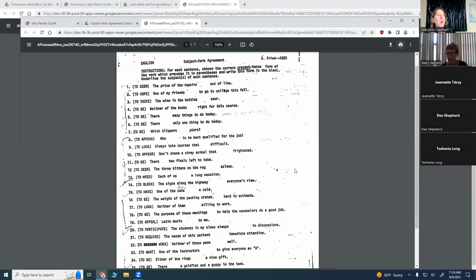But we don't want to get distracted by these little phrases. We have to look at the main subject. So let's look at number one, the price of the repairs. What is the subject? Is it repairs? No, it's the price. It's singular. It's a price, one price. So what is opposite talk? We add the S to seems. The price of repair seems out of line.